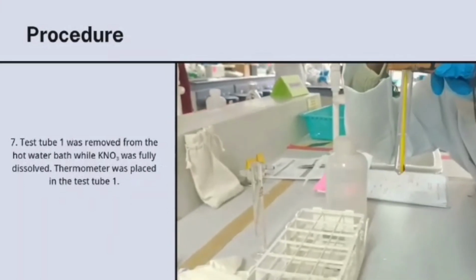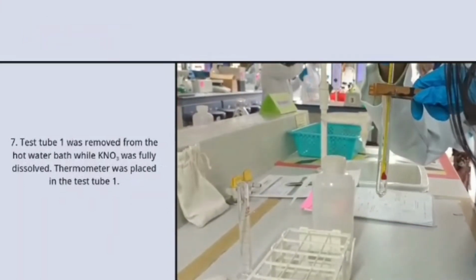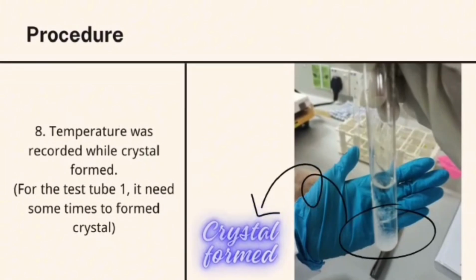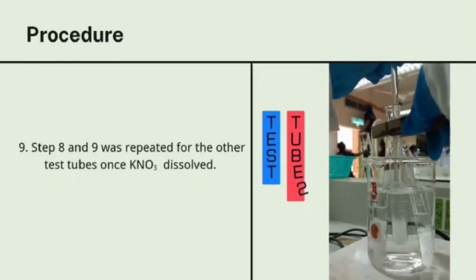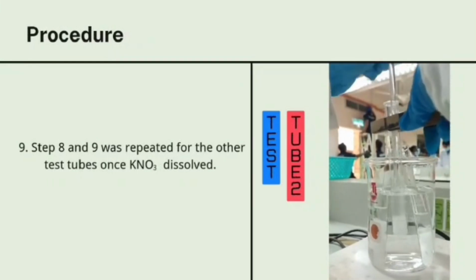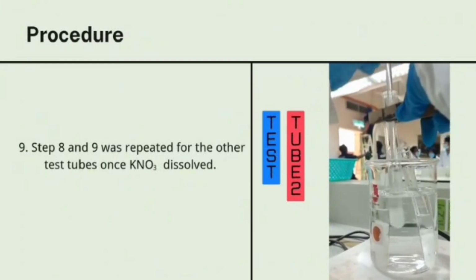A thermometer was placed in test tube 1. Procedure 8. The temperature was recorded when crystals formed. Procedure 9. Steps 8 and 9 were repeated for the other test tubes once the KNO3 dissolved.